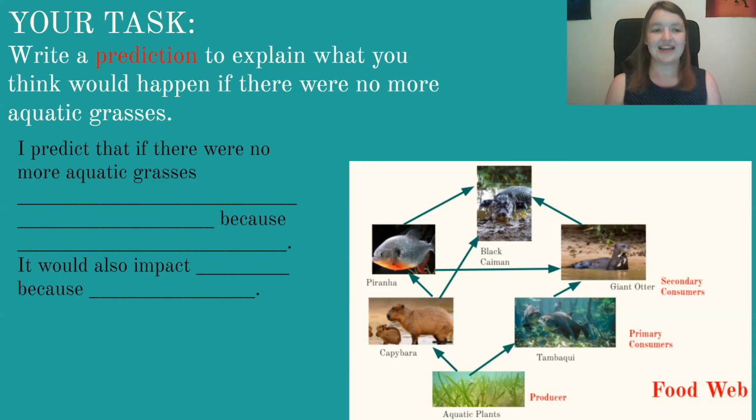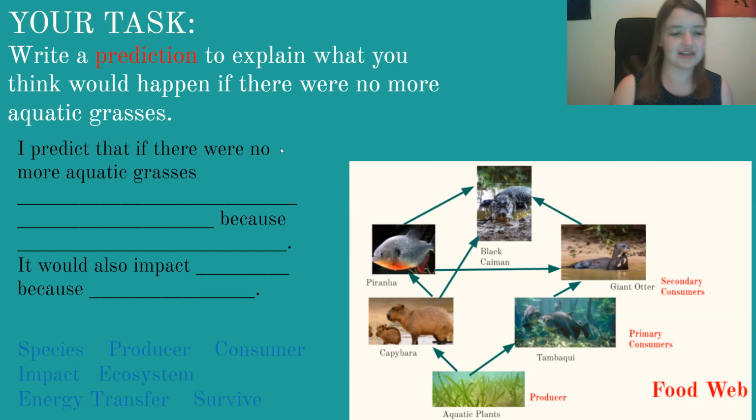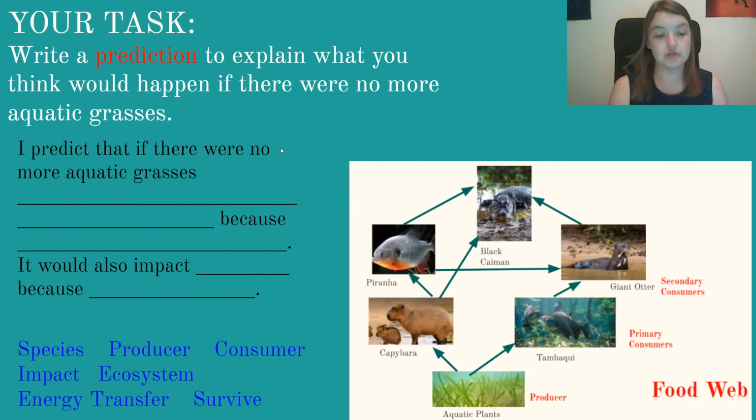Now, I have put some scientific language on the board for you to use when you pause this in just a moment to write this in your book. So you could use species, producer, consumer, impact, ecosystem, energy transfer, and survive. And all of these words are at the bottom here, so you can spell them correctly if you look very carefully. So in a moment, you will pause this and you are going to fill in your own prediction using all of the science we have learned so far to support your idea. So press pause now.